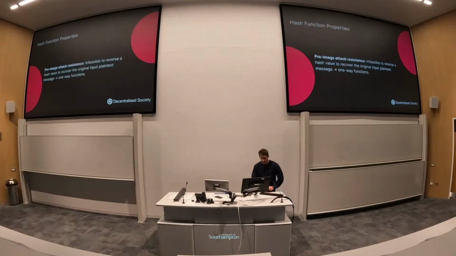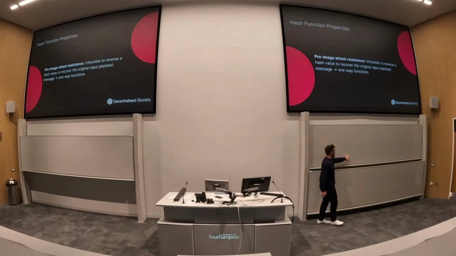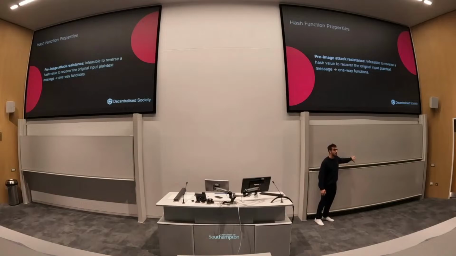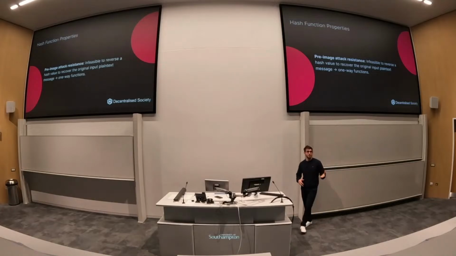Right, moving on, the next hash function property is called pre-image attack resistance. We say that all hash functions are pre-image attack resistant. And what does that mean? That means that if I get the output of a hash function, it's mathematically infeasible to go back to the input. And this is why we say that hash functions are called one-way functions.